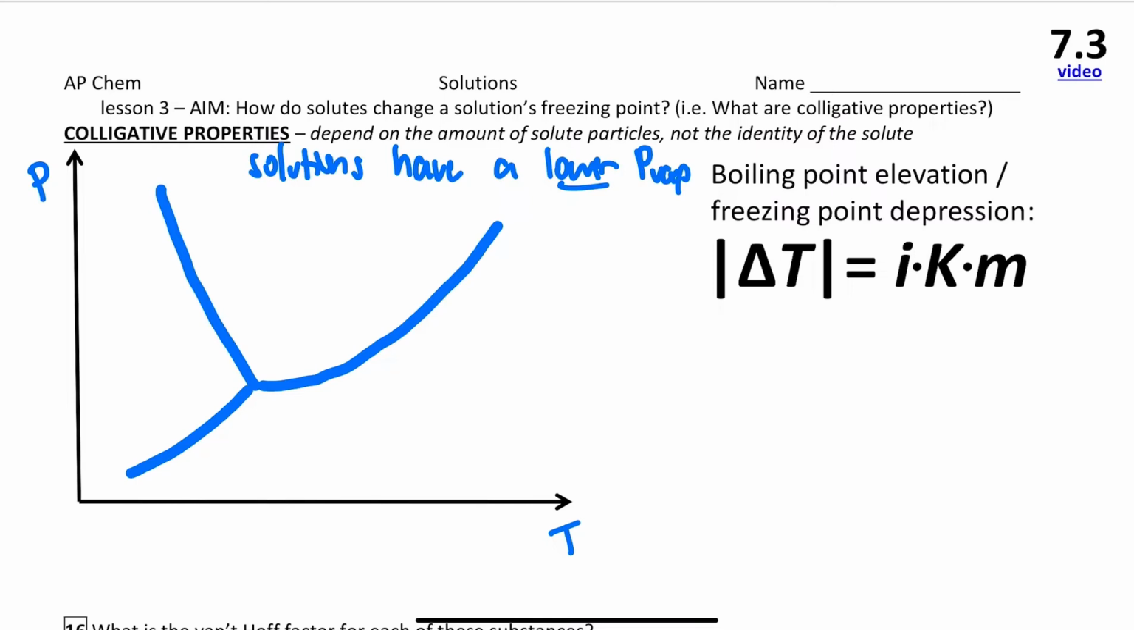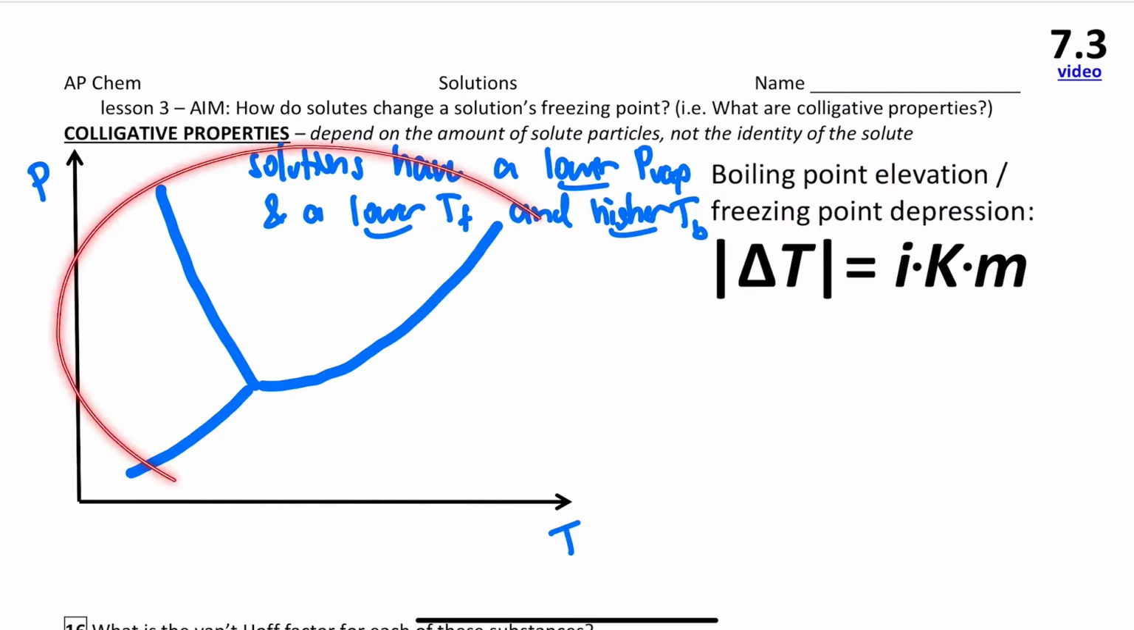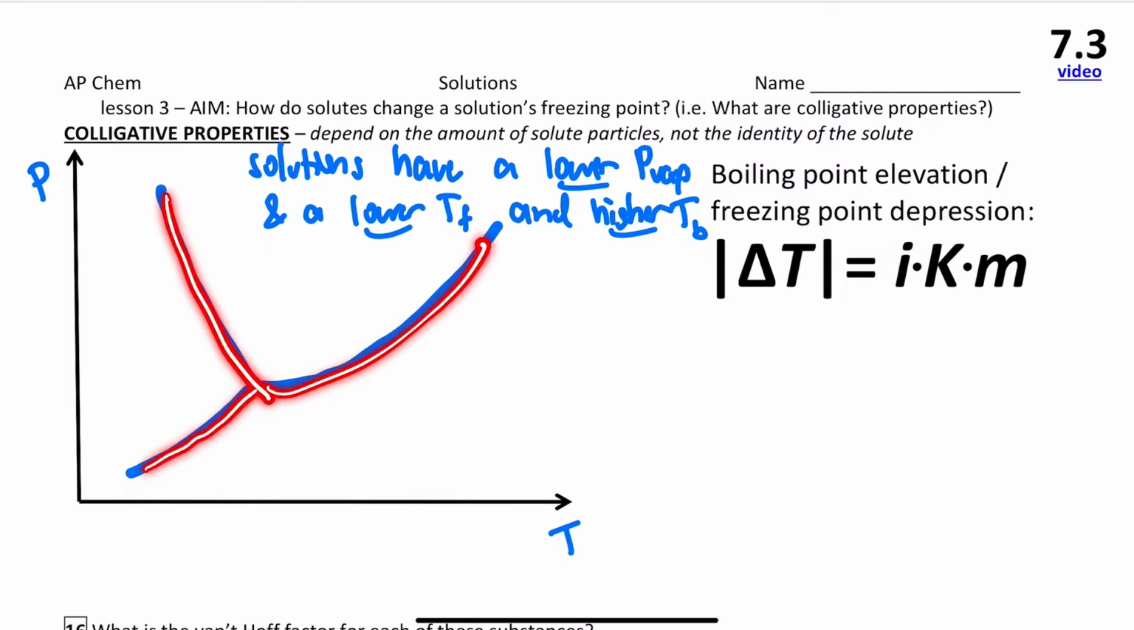And as a result of the lower vapor pressure, you'll see that this translates into a lower freezing point, I'll say TF, and a higher boiling point, TB. And I'm going to use this phase diagram to show why. So here's our template for a pure solvent, let's say water.